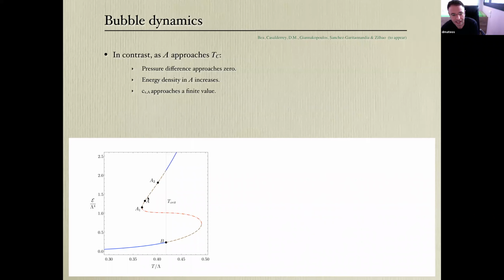Now, in contrast, if you send A to this point, so if the nucleation temperature approaches the critical temperature, then of course, if you go all the way down to TC, you expect that the wall will be at rest because then you can have phase coexistence at TC. And indeed, in that case, the pressure difference between the inside and the outside of the bubble goes to zero. The energy density outside grows, so you have less force to move the medium outside. And the speed of sound simply goes to a constant here. So in that limit, the wall velocity goes to zero. It becomes very small, and it's subsonic with respect to both A and D, as in here.